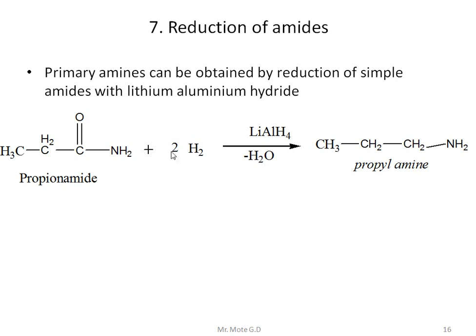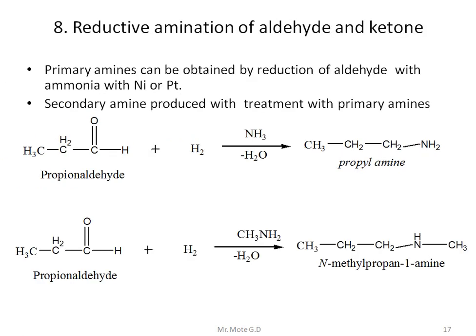So 2 hydrogen for this and 2 hydrogen for abstraction. This means 4 molecules of hydrogen will be required, meaning twice H2 will be required to reduce and to produce propylamine. Next, reductive amination of aldehyde and ketone. We have taken one example, propionaldehyde treated with ammonia and hydrogen. So this is going to reduce and NH2 is going to attach to form propylamine.